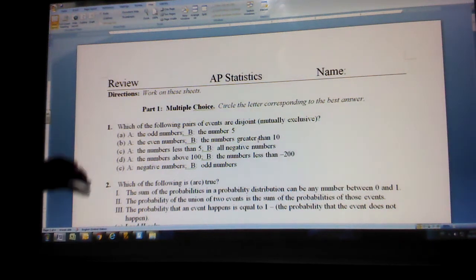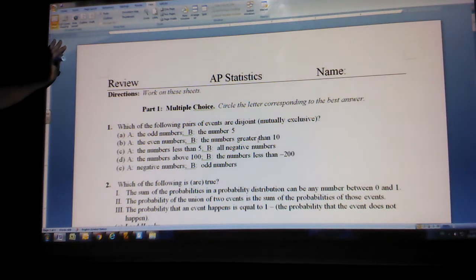Chapter 6 review for the test. I'm going to go over all the answers and I'm going to give you ways to solve these problems. So this is Chapter 6 probability.